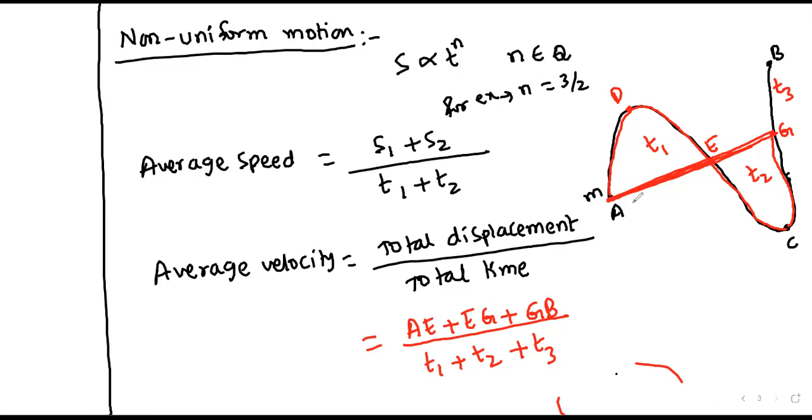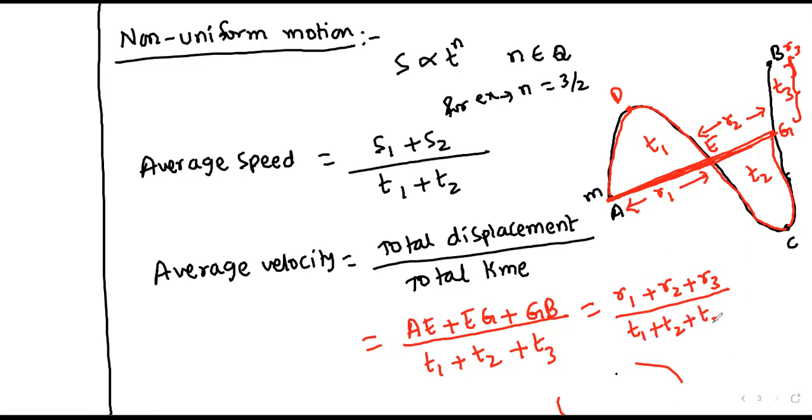Suppose I will consider AE as R1. This displacement I'll consider as R1. And EG I'll consider as R2. And GB I'll consider as R3. So I can write average velocity as R1 plus R2 plus R3 upon T1 plus T2 plus T3. Okay? Write down, first write down this one.